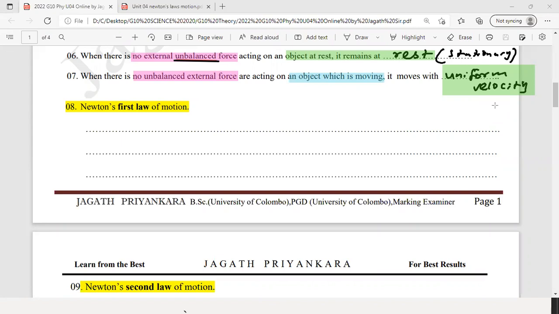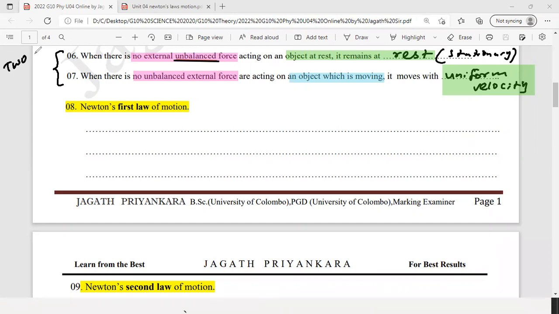Right? So therefore, if something is at rest, it tends to stay at rest. If something is moving, it tends to move with the same speed or same velocity. These are the two facts of Newton's first law. If you can put a curly bracket for number 6 and 7, the two main facts of Newton. If you combine these two, that will become Newton's first law.